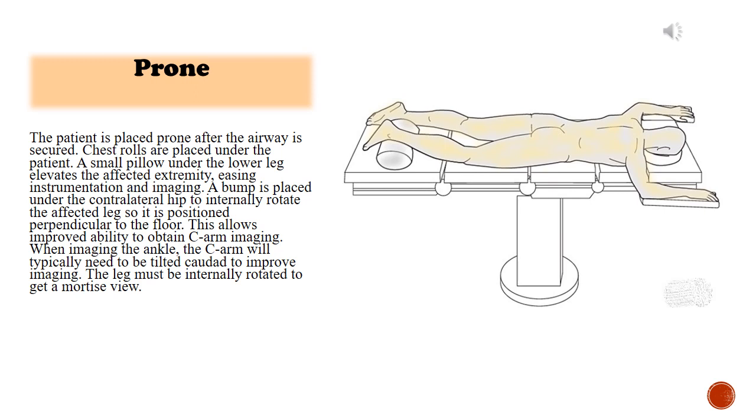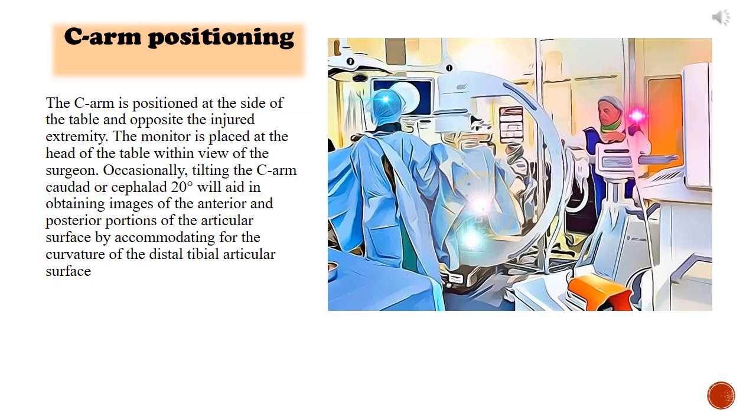This allows improved ability to obtain C-arm imaging. When imaging the ankle, the C-arm will typically need to be tilted caudad to improve imaging. The leg must be internally rotated to get a mortise view. The C-arm is positioned at the side of the table and opposite the injured extremity. The monitor is placed at the head of the table within view of the surgeon.